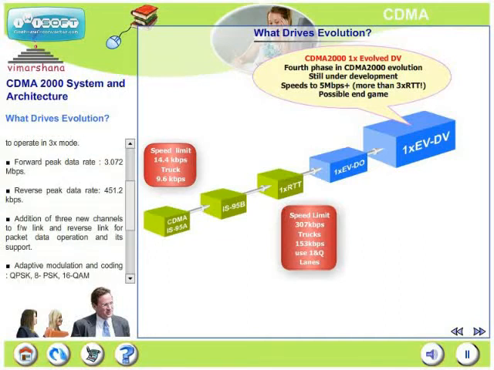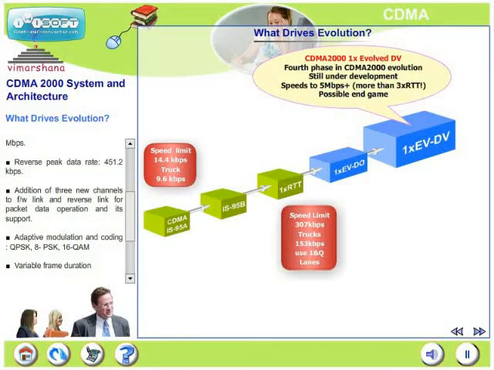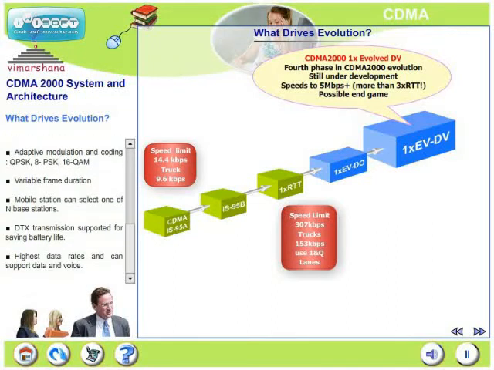Reverse peak data rate is 451 kbps. Addition of 3 new channels to forward link and reverse link for packet data operation and its support. Adaptive modulation coding: QPSK, octal PSK and 16-bit QAM. It supports variable frames. Mobile station can select one of the N base stations. DTX transmission supported for saving battery life. Highest data rates, and this can support data and voice. Please note, EVDO could support only data and no voice, whereas EVDV can support data and voice.